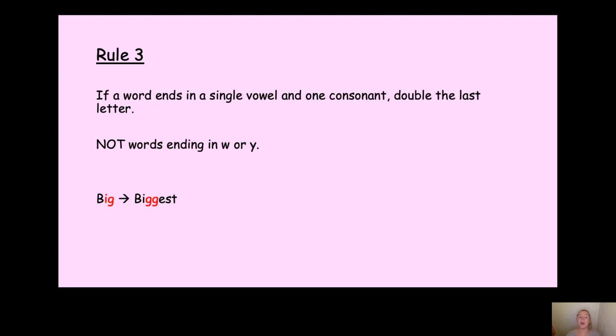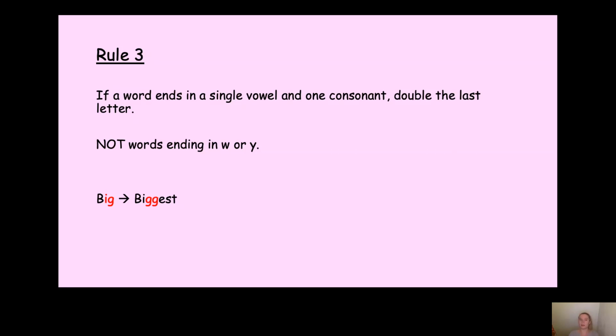So rule number 3: if a word ends in a single vowel, so not a digraph, a single vowel, so A, E, I, O, or U, and then a consonant, you have to double the last letter. So you have to double the consonant. But this is not the case if words end in a W or a Y. Ooh, that's a tricky rule, isn't it? So let me say it. If a word ends in a single vowel, so not a vowel digraph, and one consonant, you have to double the consonant. But if the word ends in a W or a Y, you don't double it.